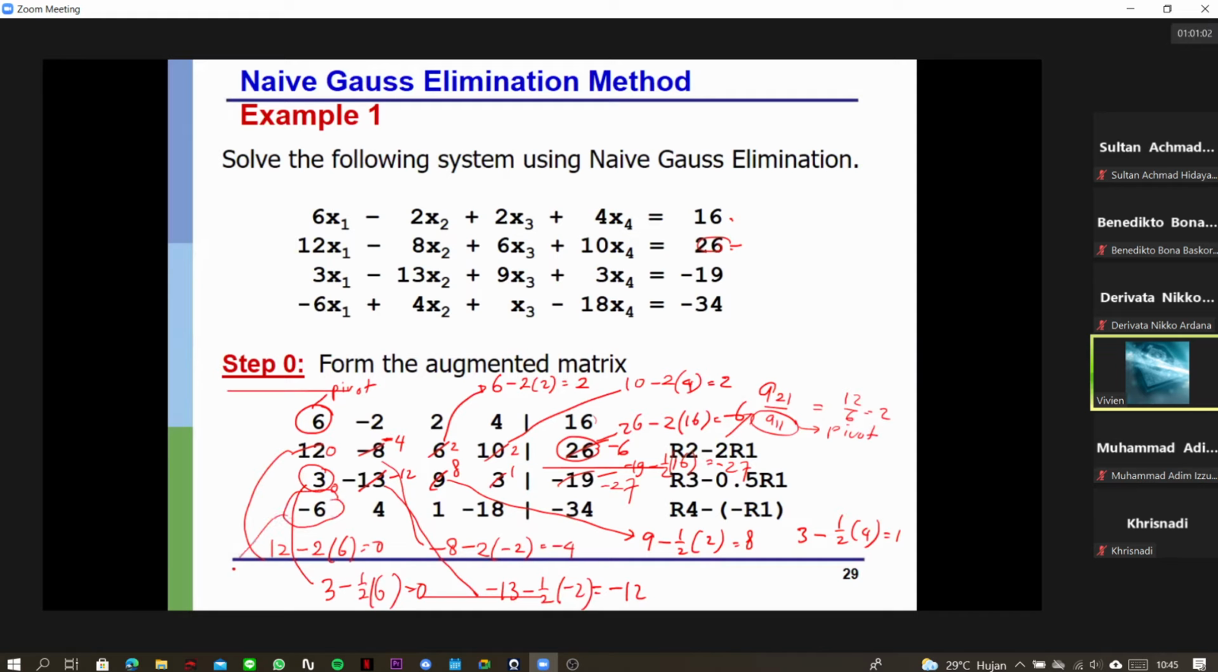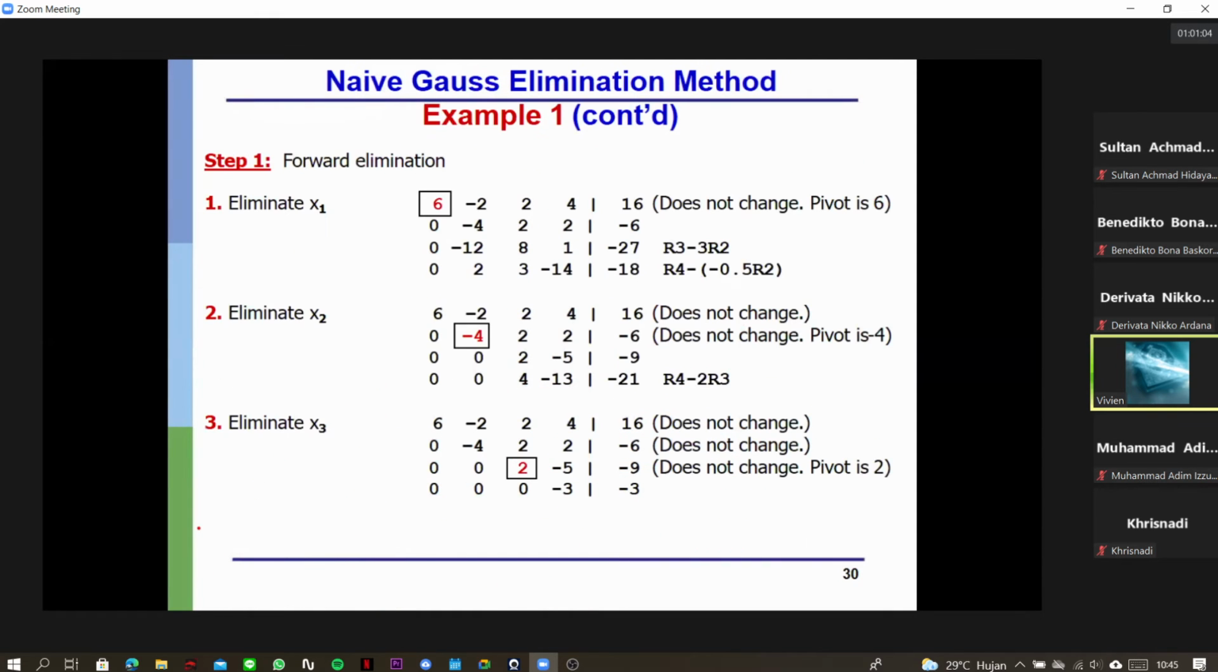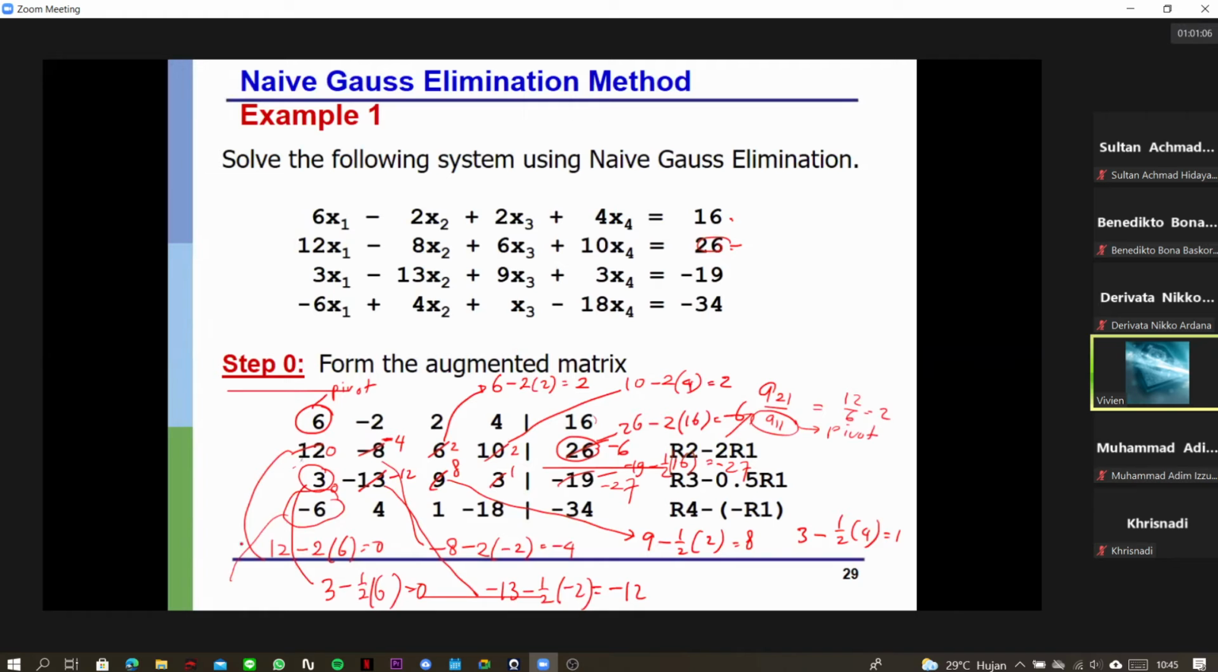So to calculate this one, to make that 0, that will be minus 6 minus the coefficient itself, minus 6 divided by the pivot. So that will be minus 1, or positive. Minus 1 is positive. And this is times the first row, so 6. So that will be 0.